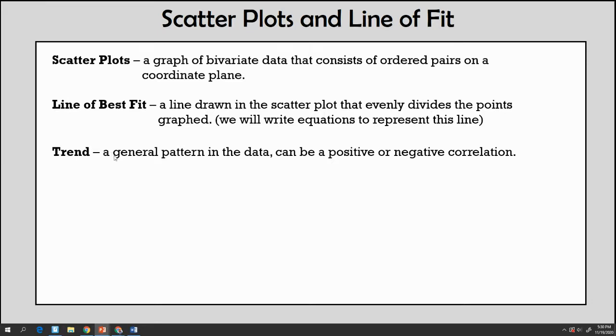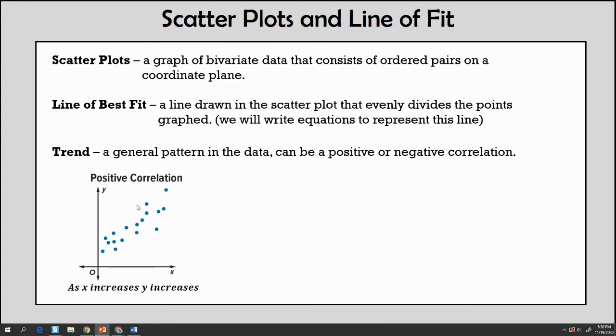And then the trend of the data is just a general pattern of the data. The trend can be positive, negative, or there could be no correlation. We talk about correlation as how the two variables relate to each other. If I look at this cluster, it doesn't form a perfect straight line, but you can definitely see that it's grouped itself to form a cluster that's going upwards. If I was to draw a line through here, this line would have a positive slope. It's going up from left to right. So this is a positive correlation, and we say as our x values are increasing, the y values are increasing.